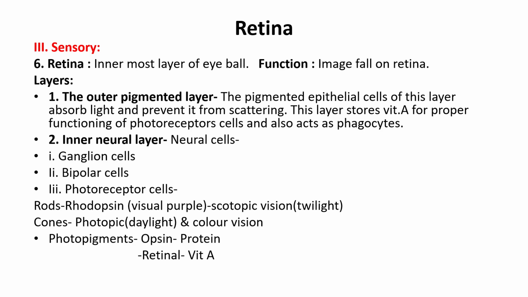The inner neural layer contains neural cells. These cells are ganglion cells, bipolar cells, and photoreceptor cells. The photoreceptor cells contain rods and cones. Rods contain rhodopsin, also called visual purple, and give scotopic vision, that means vision at night time and twilight. Cones give photopic vision, that is vision in daylight, and color vision. The photopigments are opsin, which is a protein, and retinal, which is vitamin A.